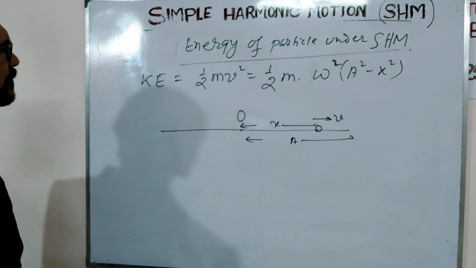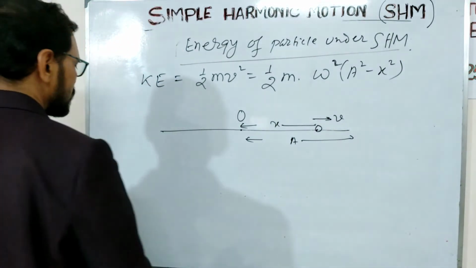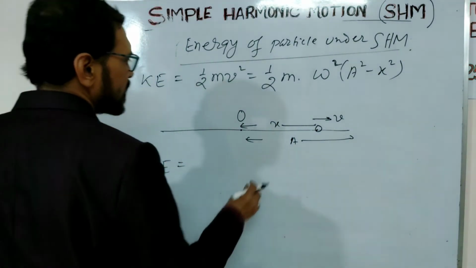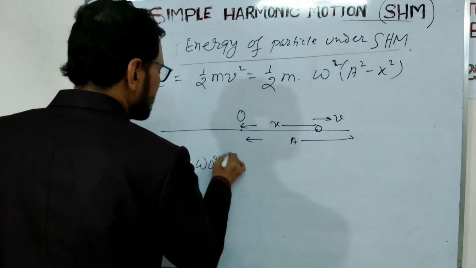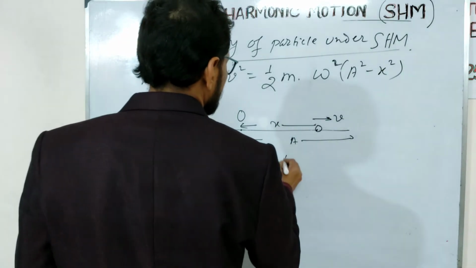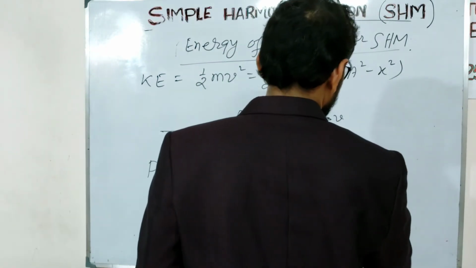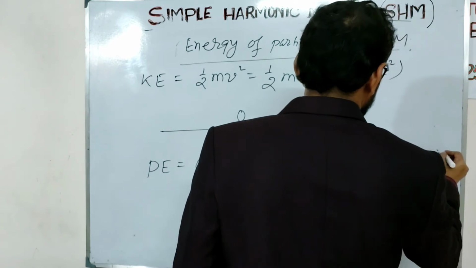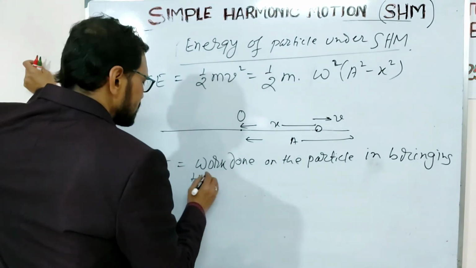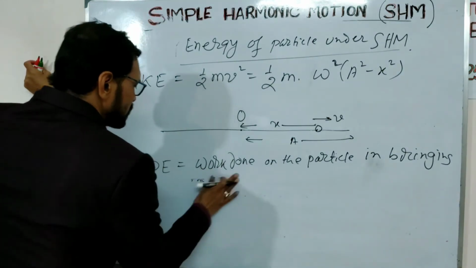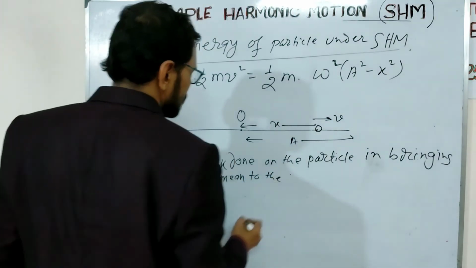Kinetic energy of the particle will be this, but what is the potential energy? Potential energy means the work done in bringing the particle from the mean position to that position. Work done on the particle in bringing it from the mean position to that position.